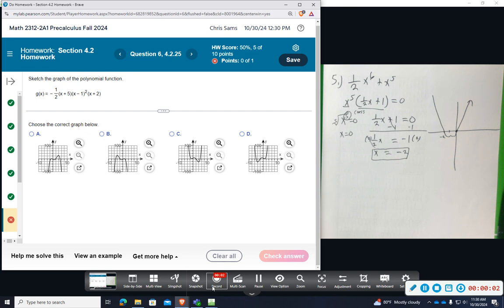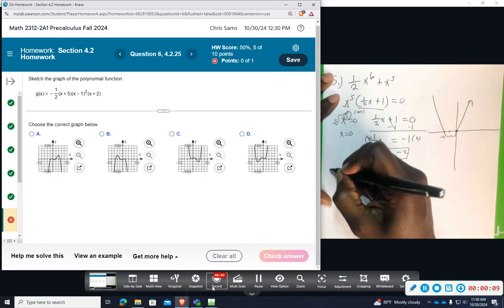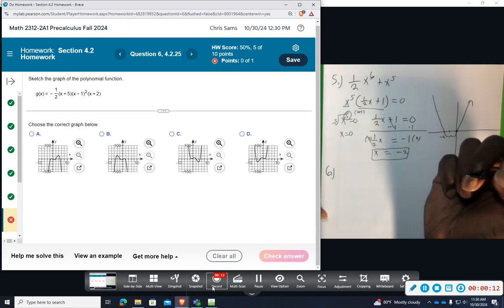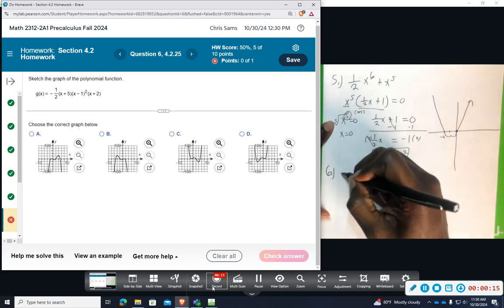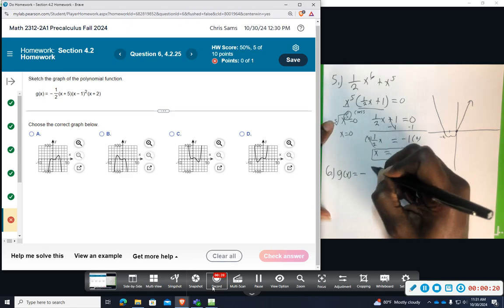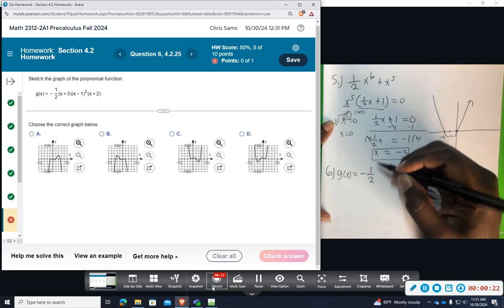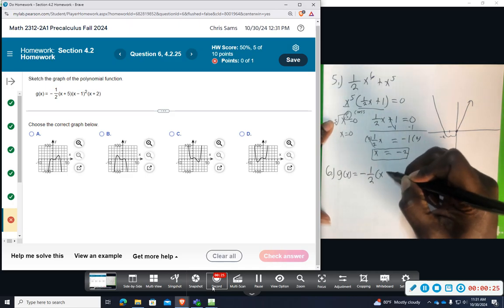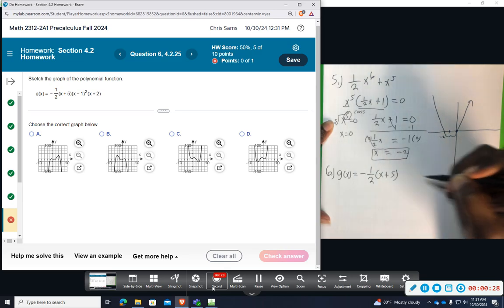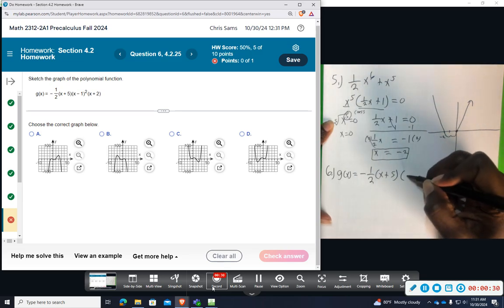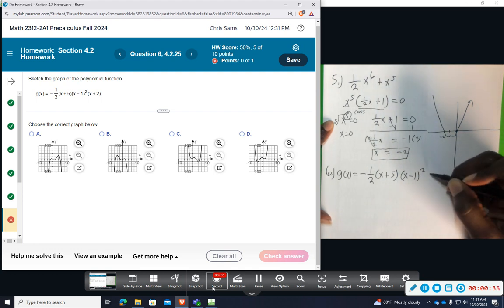All right, question number 6 wants us to sketch the graph of the polynomial function. Now this one is different than the ones we've done before, being that it's not in standard form, it's in what we call factored form. So we have g of x equals negative 1/2 times the quantity x plus 5, and then we have times x minus 1 squared, and then we have times the quantity x plus 2.